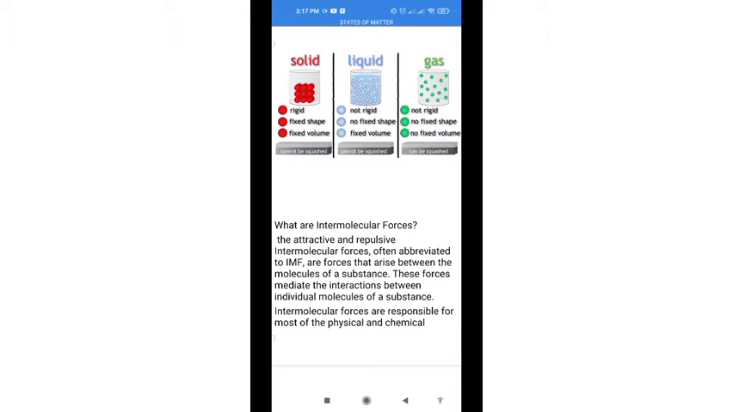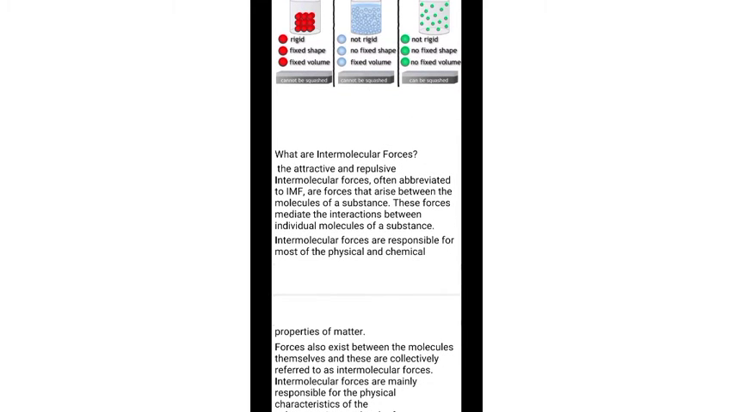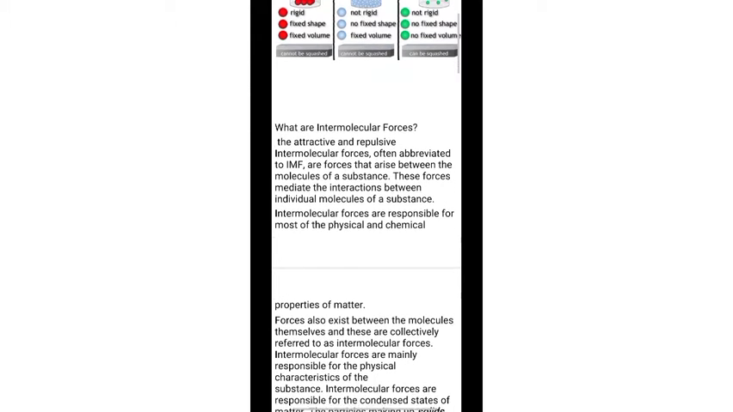And we know all these substances exist, so there should be some force. Such forces between the constituents in matter are called intermolecular forces. So how can we define intermolecular force? Intermolecular force is the attractive and repulsive forces, abbreviated as IMF, that arise between the molecules of a substance. These forces mediate the interaction between individual molecules of a substance. Most physical and chemical reactions happen due to these intermolecular forces.